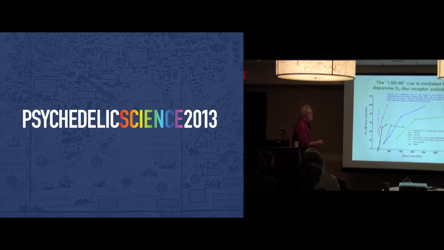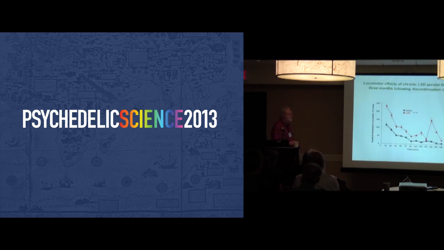LSD 90, we of course get the full response. LSD 30, we don't get the full response. DOI, we don't get the full response. But N-propyl norapomorphine, this is a selective D2 receptor agonist that we developed. You get full receptor activation, full discrimination. And also with apomorphine, which is a non-selective dopamine agonist, we get full substitution. So the drugs that substituted for LSD were dopamine agonists rather than serotonin 2A agonists.